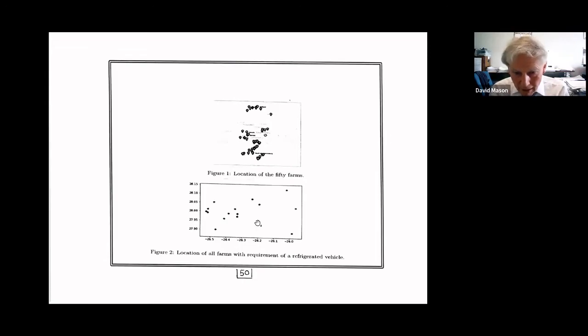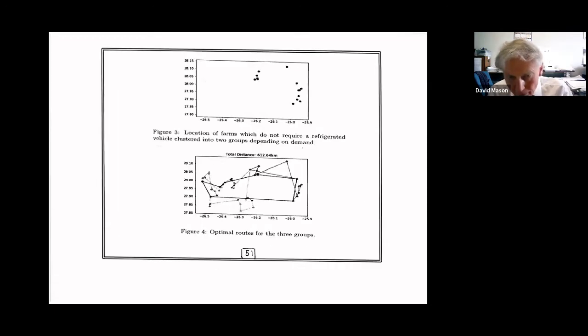And this is the 50 farms. Some are even up here in Midrand, Johannesburg, and down in Soweto. The locations of the farms requiring refrigerated vehicles are quite spread out. So clearly, if you can optimize that in some way. And then these are those that do not require a refrigerated vehicle, and they were divided into two clusters. And this is the final routes, the optimal routes for the three groups. I think one would need to see a colored map to understand this.